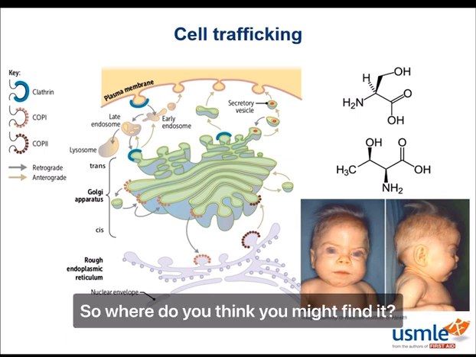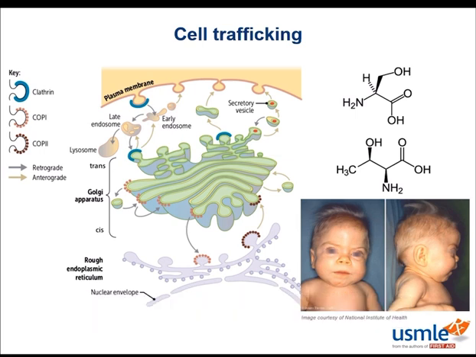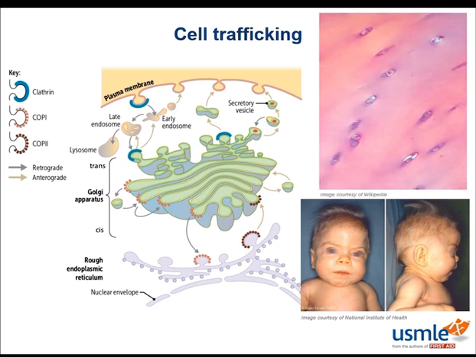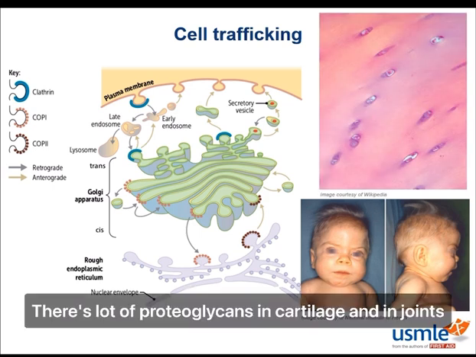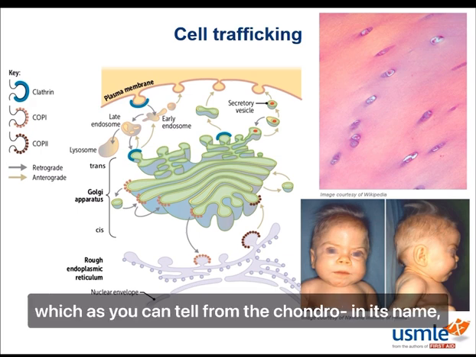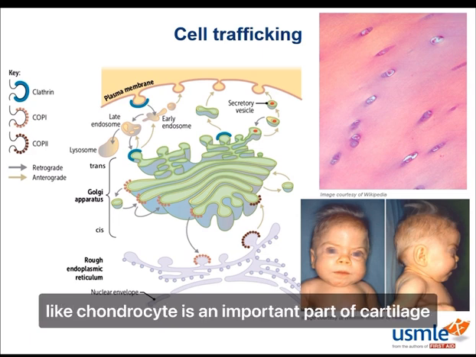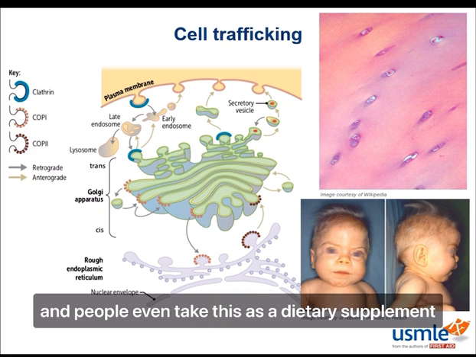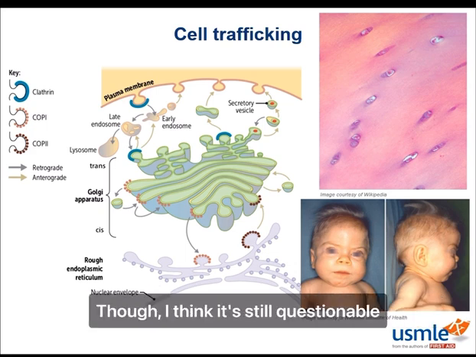So where do you think you might find it? There's a lot of proteoglycans in cartilage and in joints, and one of the main ones is chondroitin sulfate, which, as you can tell from the chondro in its name, like chondrocyte, is an important part of cartilage, and people even take this as a dietary supplement for osteoarthritis, though I think it's still questionable as to whether it actually works or not.